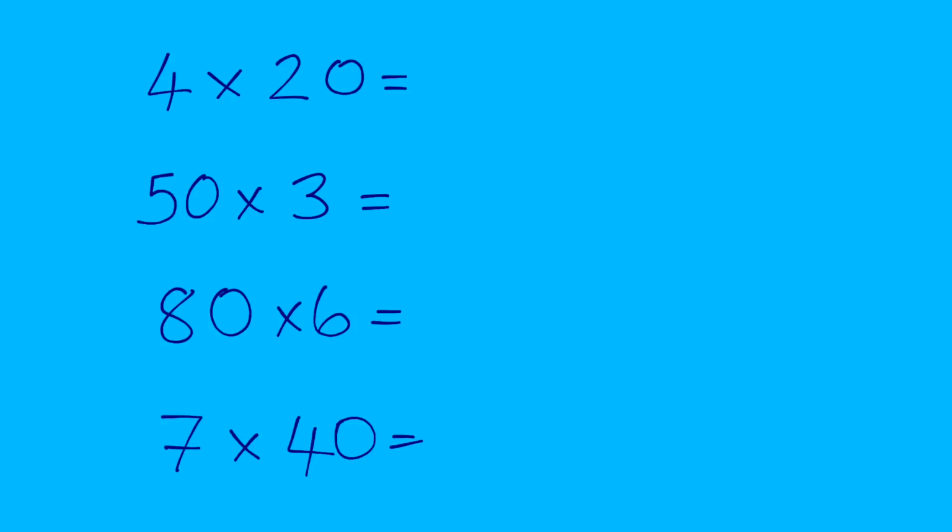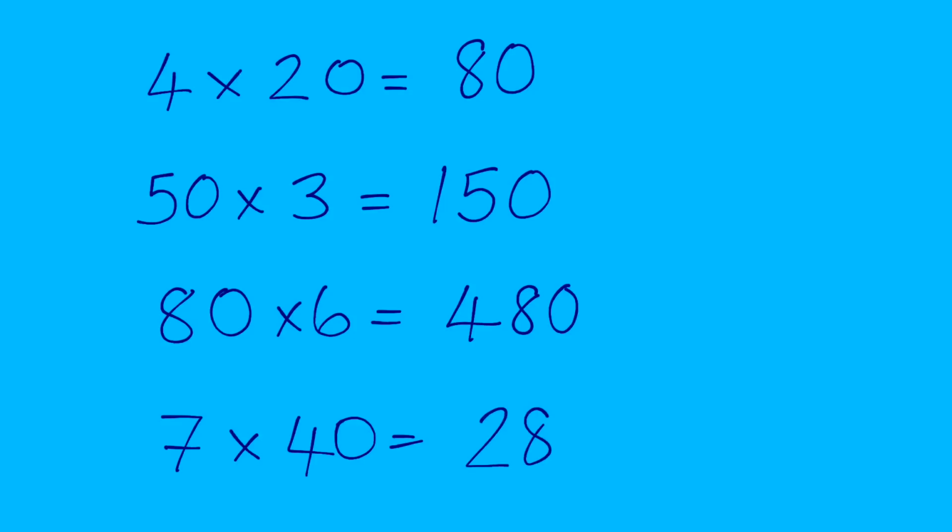Okay, let's have a look at the answers. So 4 times 20 is 80, 50 times 3 is 150, 80 times 6 is 480, and 7 times 40 is 280.